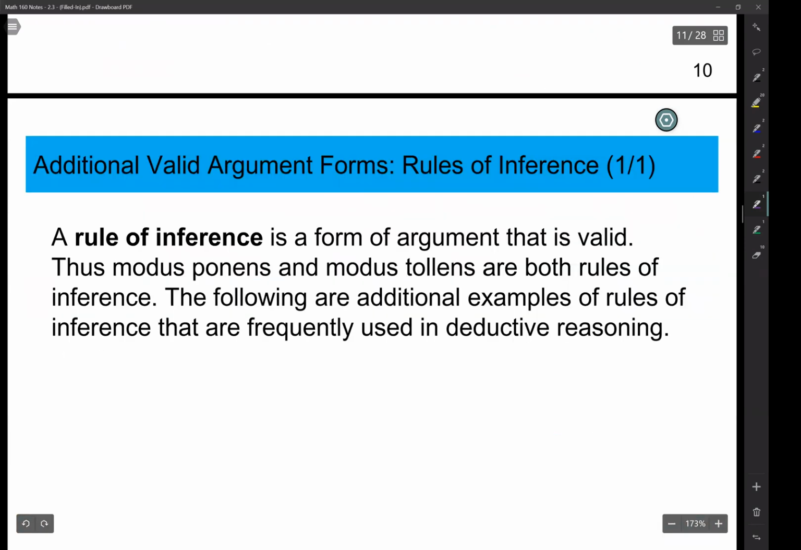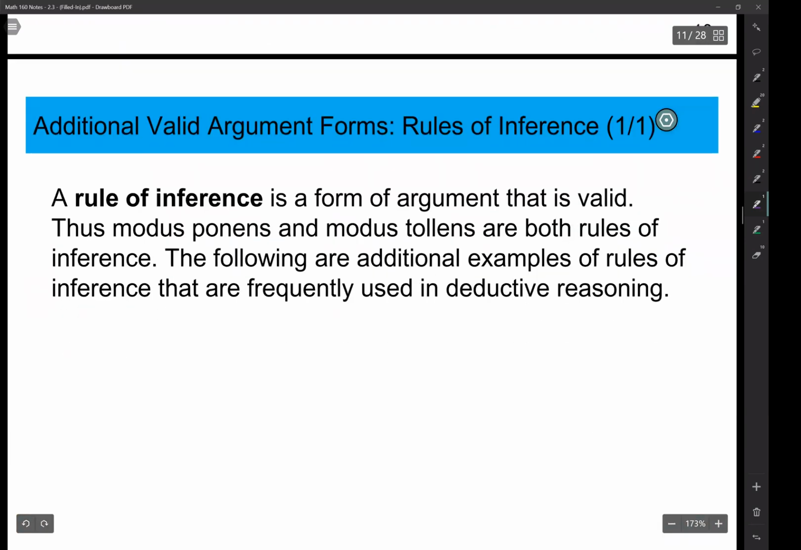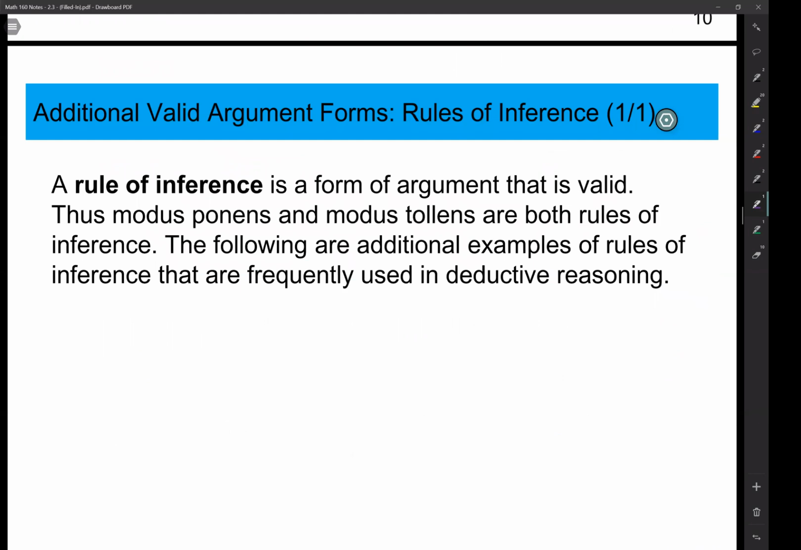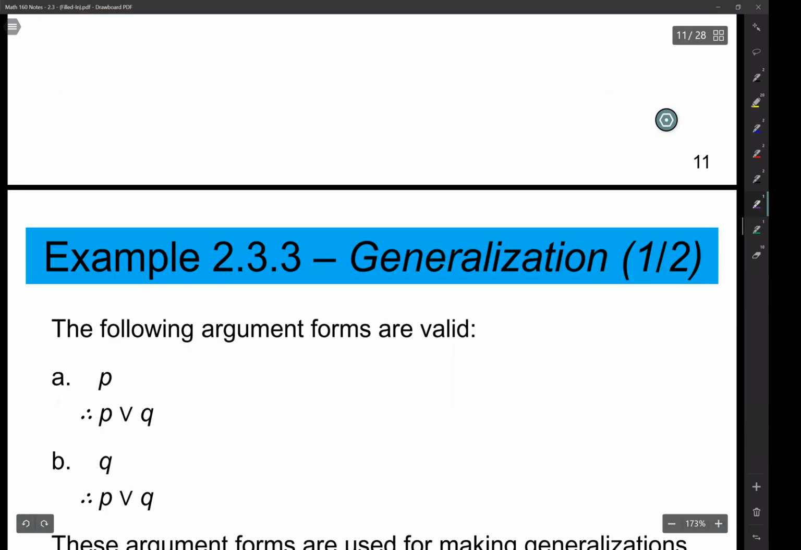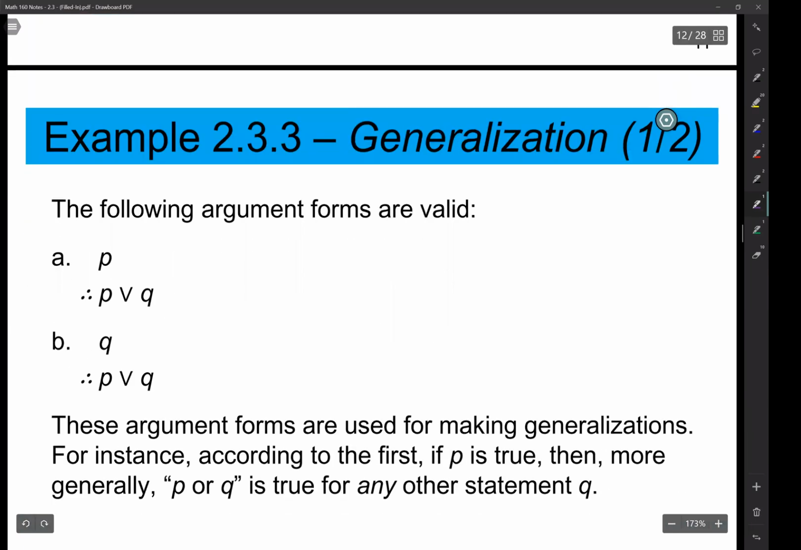So, speeding along here. Other things we want to talk about are rules of inference. A rule of inference is just any argument form that is valid. Basically, if you have a valid argument form, we can call it a rule of inference. Anything that's valid is just a synonym for rule of inference. We're going to use a few more of these, so it's good to have them.